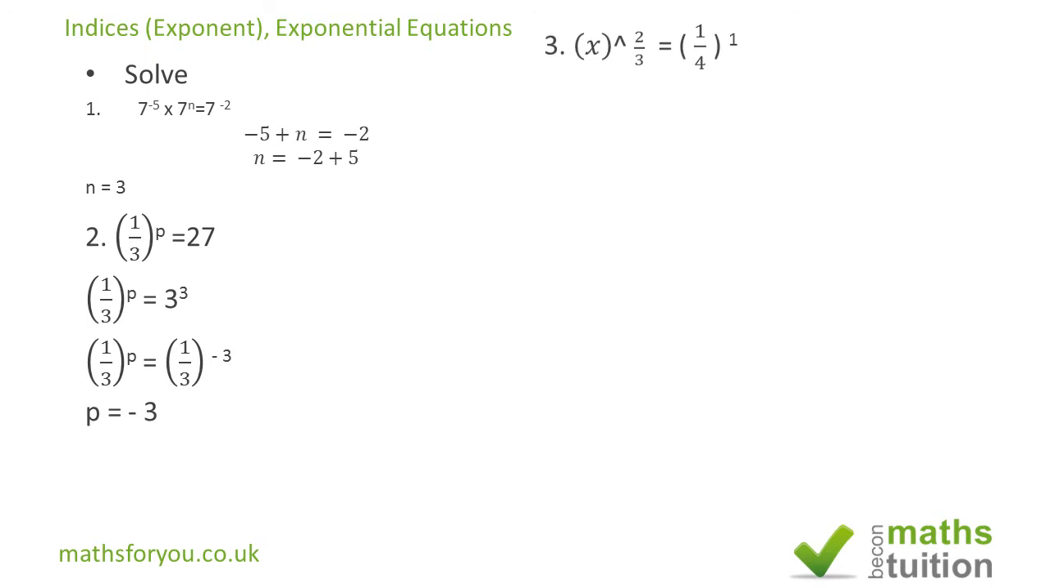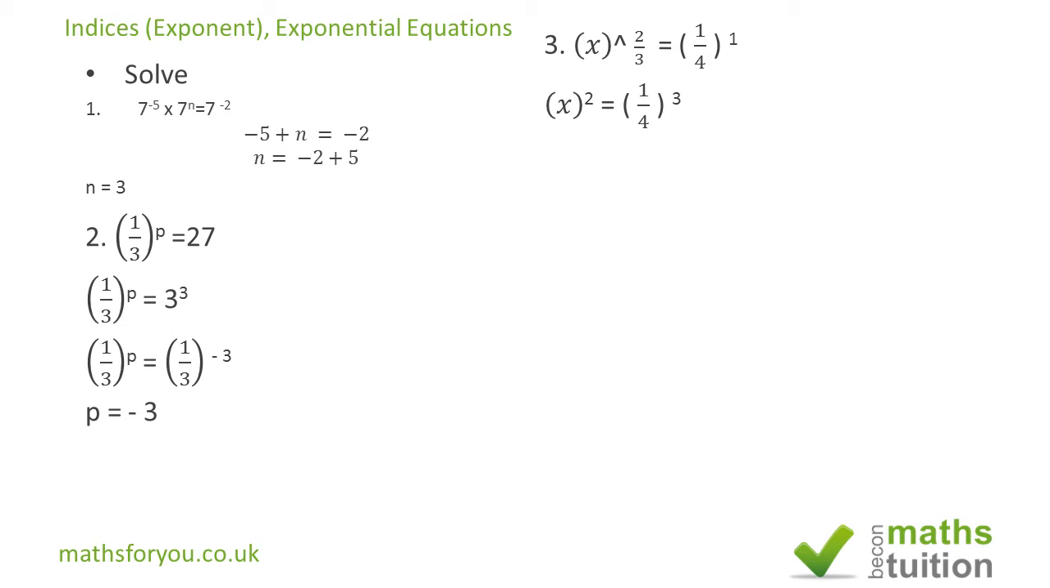For number 3, we've got that x to the power 2 over 3 is equal to 1 over 4. Now, I've put the 1 there just to help me explain what I'm going to do for the next section. In the original question, the parentheses or the brackets weren't there. The 1 wasn't there, so I just put the 1 there. So now, if we multiply the powers by 3, 2 over 3 times 3 will give us 2, and 1 times 3 will give us 3. So we now have that x squared is equal to 1 over 4 to the power 3.